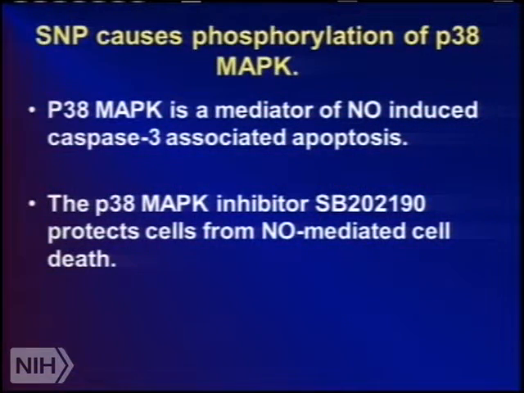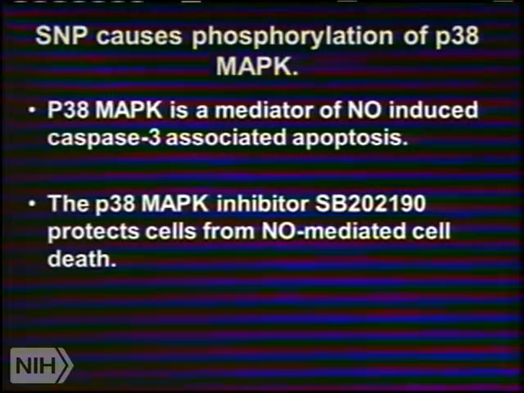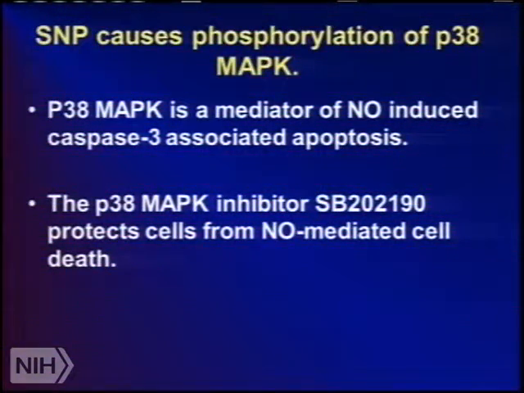So we saw before the P44/42 MAP kinase was important in proliferation, but here, if you add high doses of nitric oxide, you activate the P38 MAP kinase, which is a mediator of caspase 3. And caspase 3 then leads to apoptosis. So using the MAP kinase inhibitor SB202190, this protects cells from nitric oxide-mediated cell death.